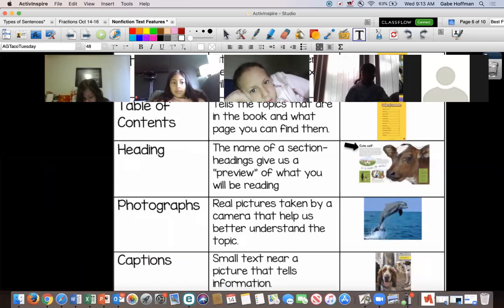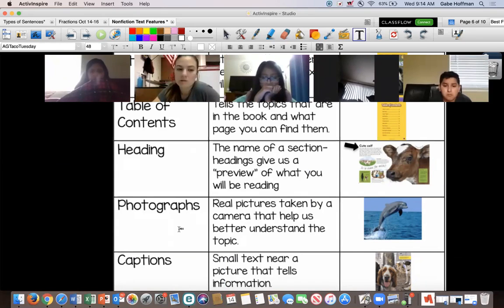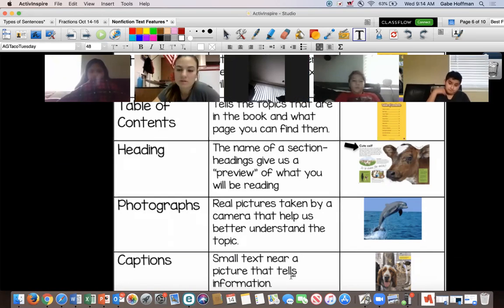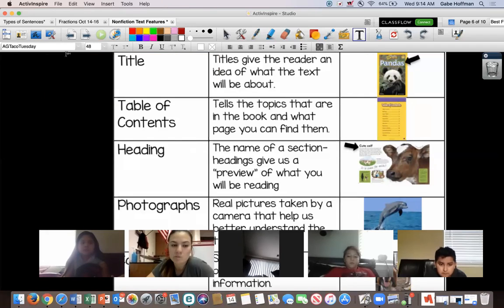Captions. Let's see. Cynthia, can you read the part for caption? Small text near a picture that tells information. Very good. So it's a small little section of text that's close to the picture, and it tells you more information either about that picture or sometimes it just gives an extra little fact that goes with the picture. It depends on how the author decides to use it.